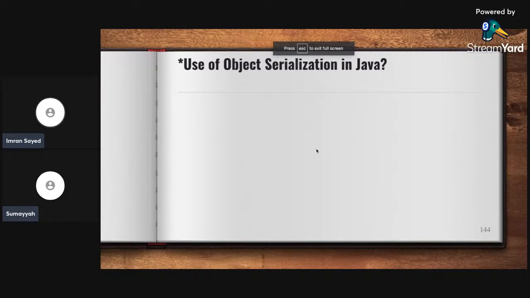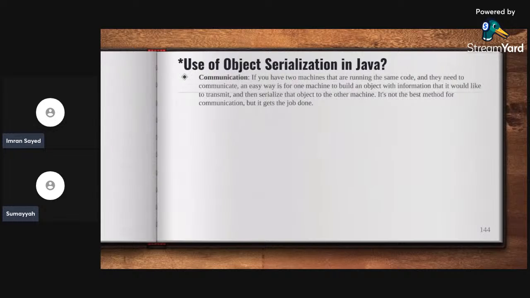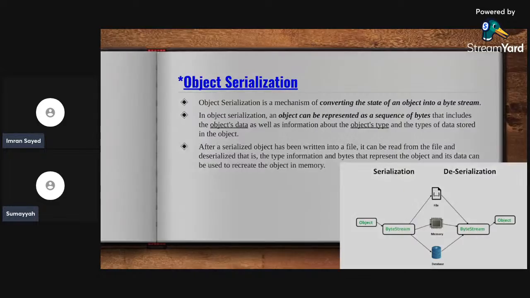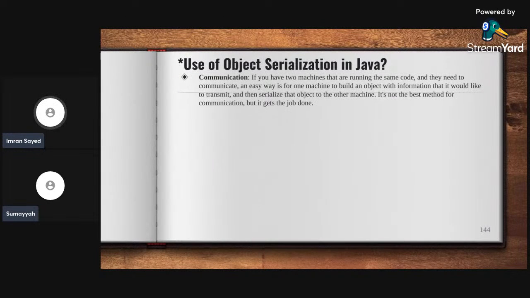These questions are all from the assignment. Okay, let's go on. Use of object serialization in Java. Communication: if you have two machines that are running the same code and they need to communicate, an easy way is for one machine to build an object with information that it would like to transmit and then serialize that object to the other machine. It's not the best method for communication, but it gets the job done. So if two machines are supposed to exchange some data, the first machine can put all the information in an object, serialize it, convert it into a byte stream, and then pass it on to the other machine.